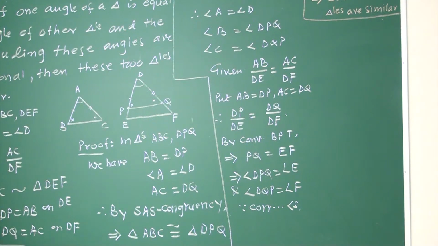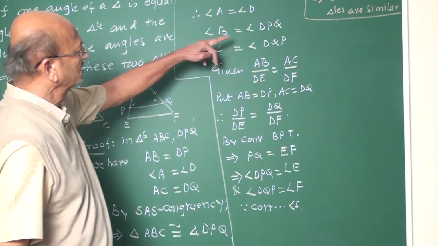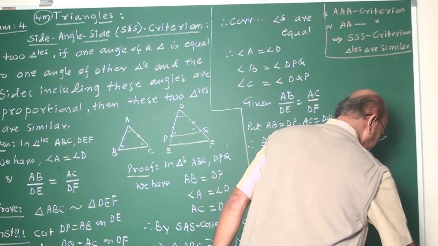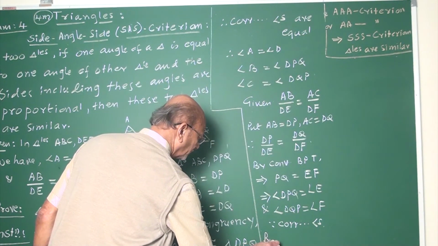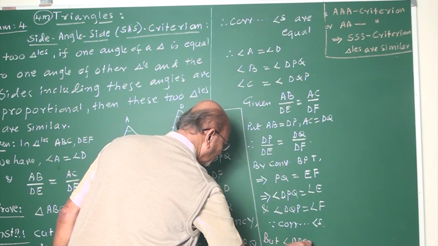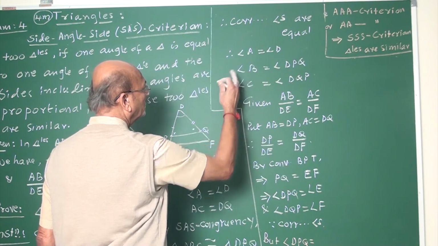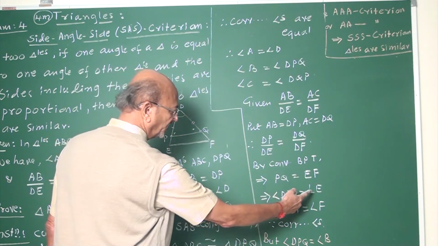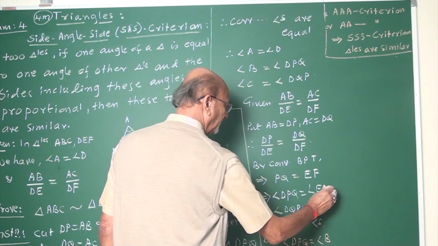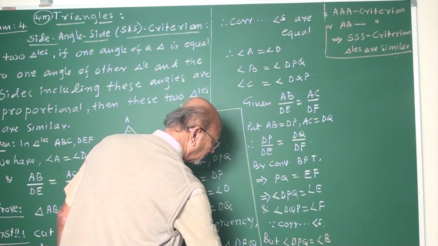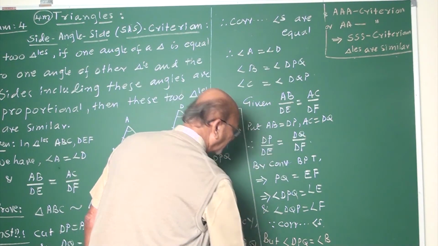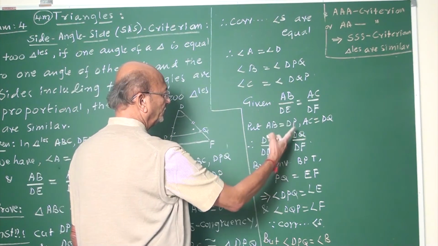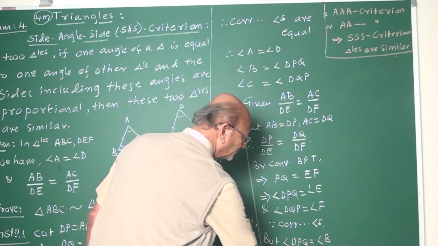Yes, it is now clear. But what is DPQ, my friend? DPQ is angle B. But what is this, my friend? DPQ is angle E. These are corresponding angles. And angle DQP is angle C.